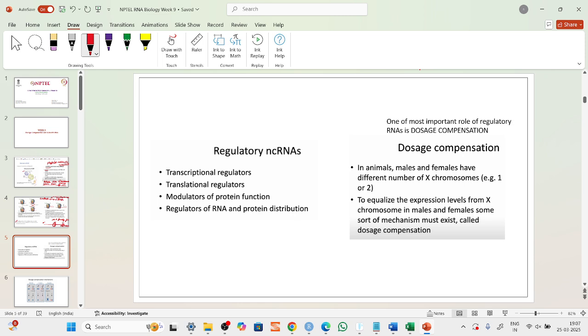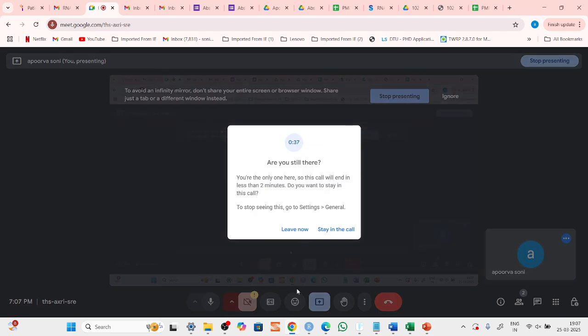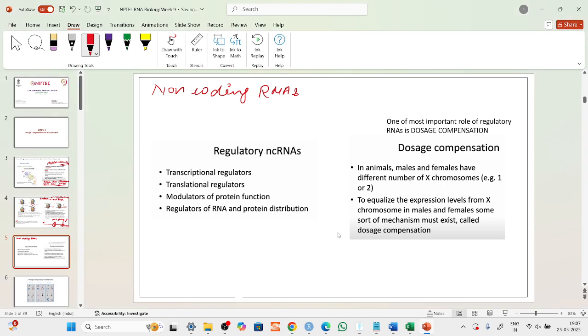Now, since we are studying dosage compensation, how it comes in here, we need to see that. We were studying about the non-coding RNAs. Non-coding RNAs are RNAs which do not code for protein, but they do have some functions. Now, what functions can these non-coding RNAs have?